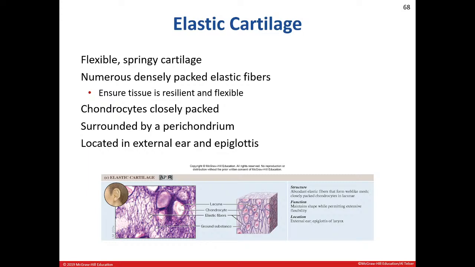Elastic cartilage is going to be flexible, springy. It has numerous densely packed elastic fibers, and the elastic fibers in that image below are the ones that are darkly staining purple. The chondrocytes in this tissue will be closely packed together, surrounded by a perichondrium, and they're located in the external ear and the epiglottis. The epiglottis is the covering over the trachea that prevents you from breathing water when you swallow water.